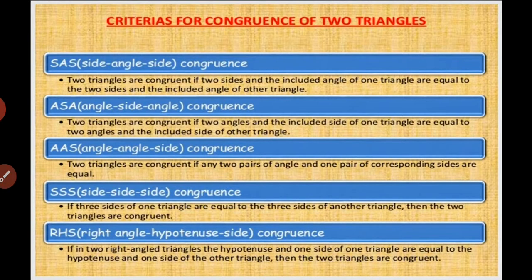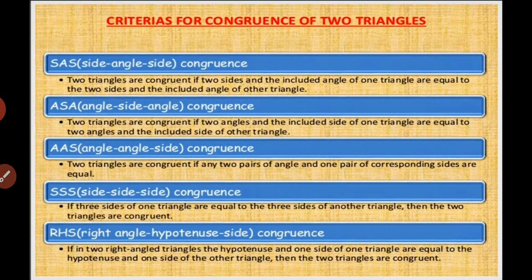Criteria for congruence of two triangles. SAS means side angle side congruence. Two triangles are congruent if two sides and the included angle of one triangle are equal to two sides and the included angle of the other triangle. Number 2, ASA, angle side angle congruence. Two triangles are congruent if two angles and the included side of one triangle are equal to two angles and the included side of the other triangle.